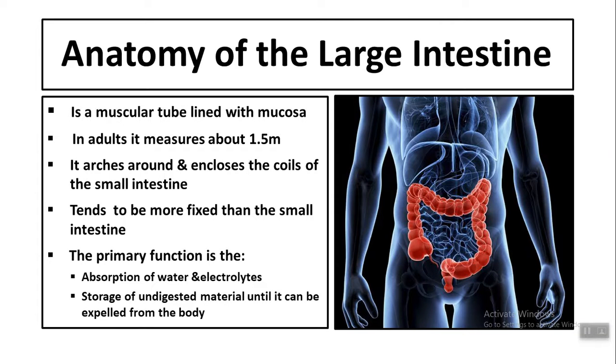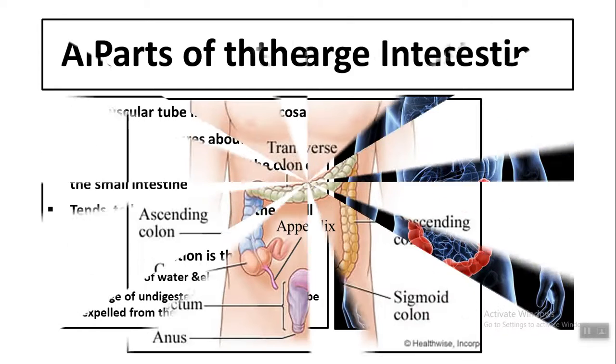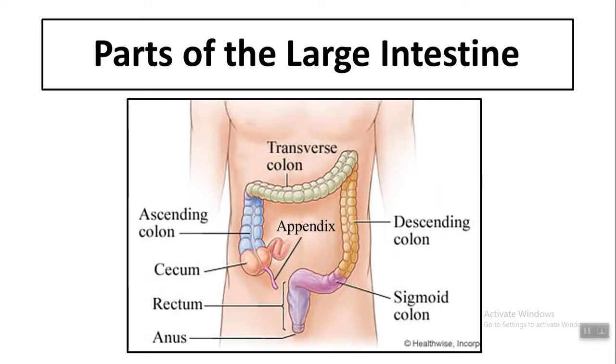The primary function of the large intestine is the absorption of water and electrolytes. Next is the storage of undigested material until it can be expelled from the body as feces. What are the parts of the large intestine? First is the cecum, appendix, ascending colon, transverse colon, descending colon, sigmoid colon, rectum, and anal canal.